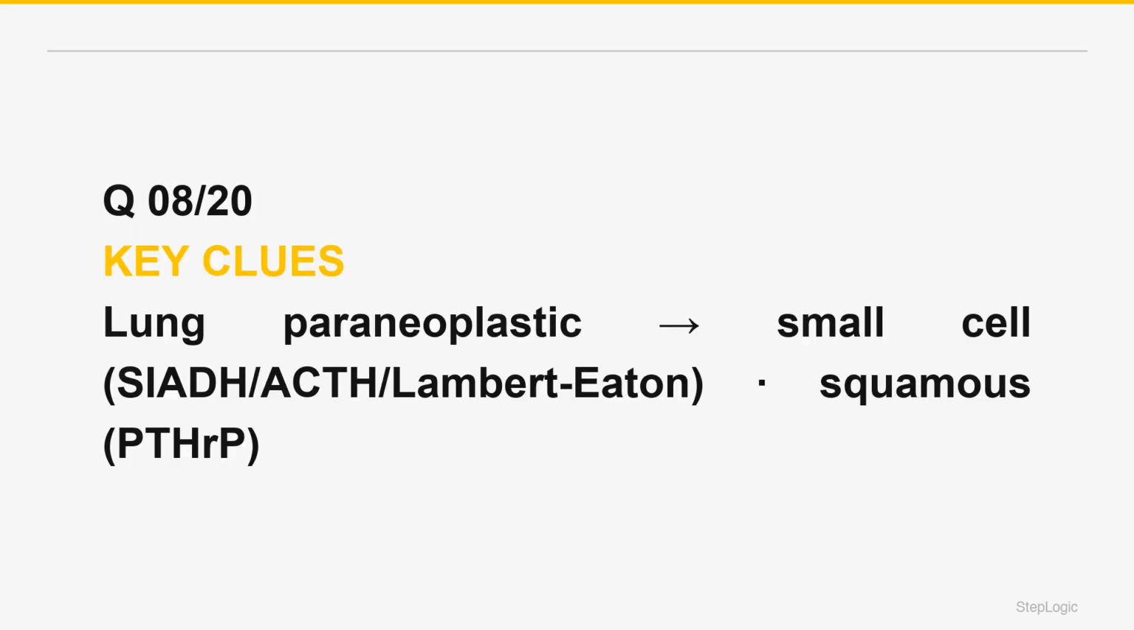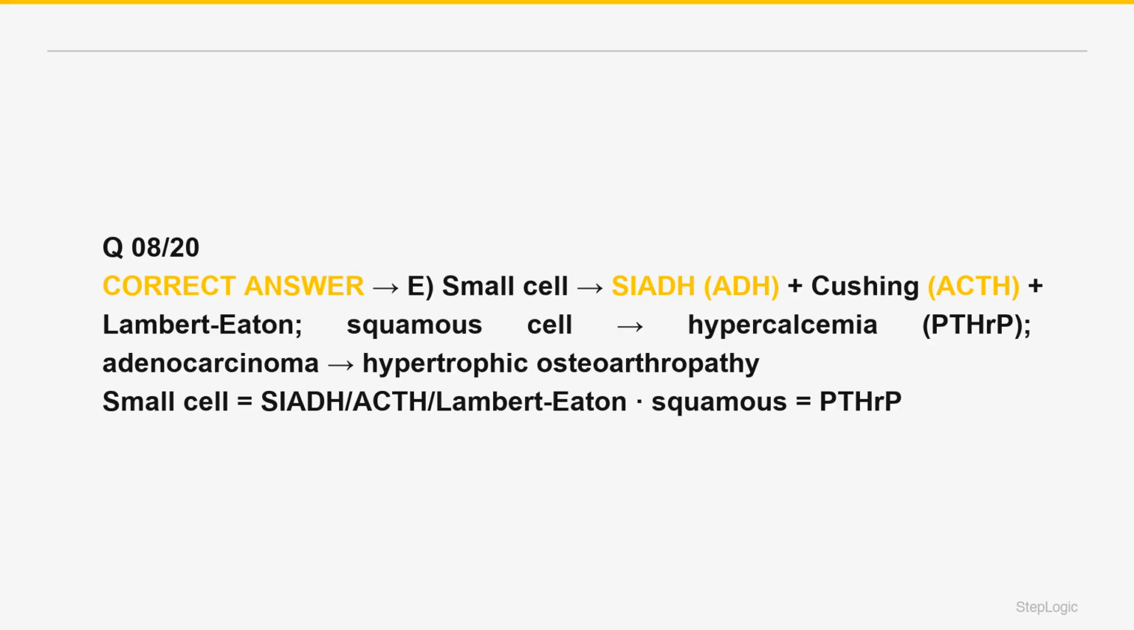This revisits lung cancer from the paraneoplastic syndrome angle. Lung cancers are notorious for producing ectopic hormones and immune-mediated syndromes. Small cell, oat cell carcinoma, a neuroendocrine, central, smoking-associated tumor, is the classic producer of SIADH. Ectopic ADH leads to hyponatremia. Ectopic ACTH leads to Cushing syndrome. And Lambert-Eaton myasthenic syndrome, with antibodies to presynaptic calcium channels, leads to proximal weakness that improves with use. The correct answer is E.